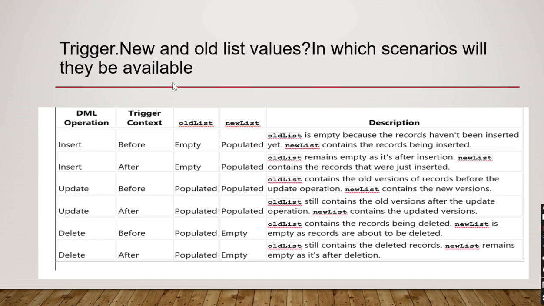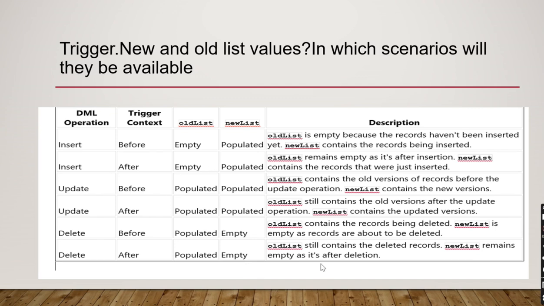Once again, let's do a quick recap. An interview may ask you about trigger.new and trigger.old lists, which scenarios they will be available in. So these are the scenarios. In before insert, the old list will be empty because no records have been inserted, but the new list contains the records being inserted. Similarly, in after insert the old list remains empty and the new list is populated. In the case of before update and after update, both old list and new list are populated. In the case of before delete, the old list will contain the record being deleted, and in the case of after delete, the old list will still contain the record being deleted. Okay. So this is the combination.